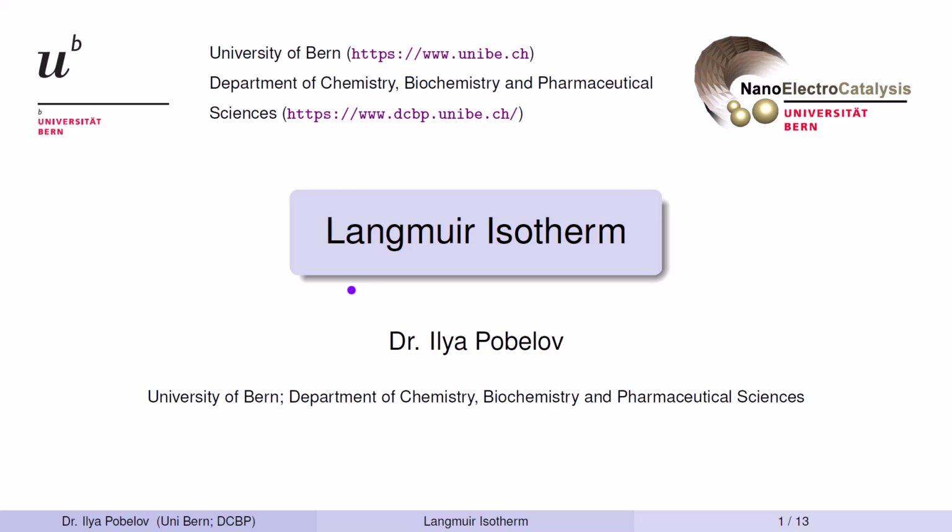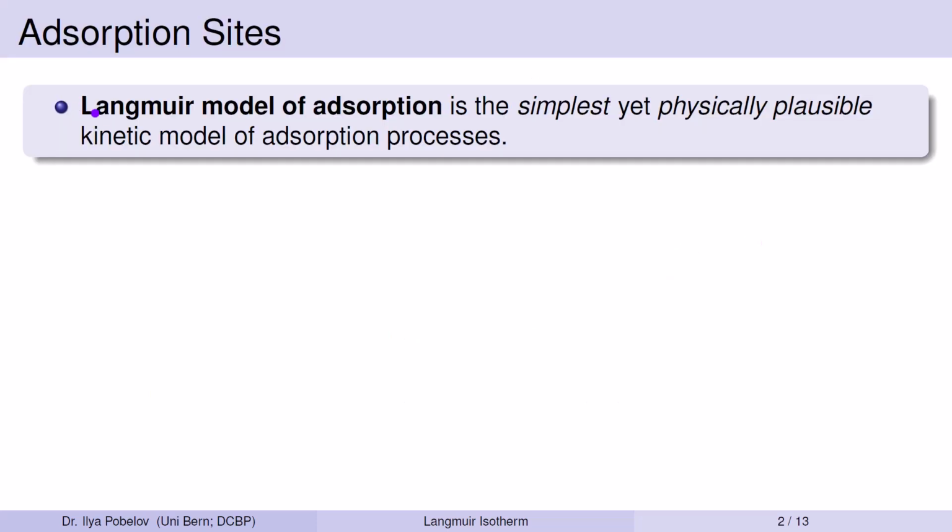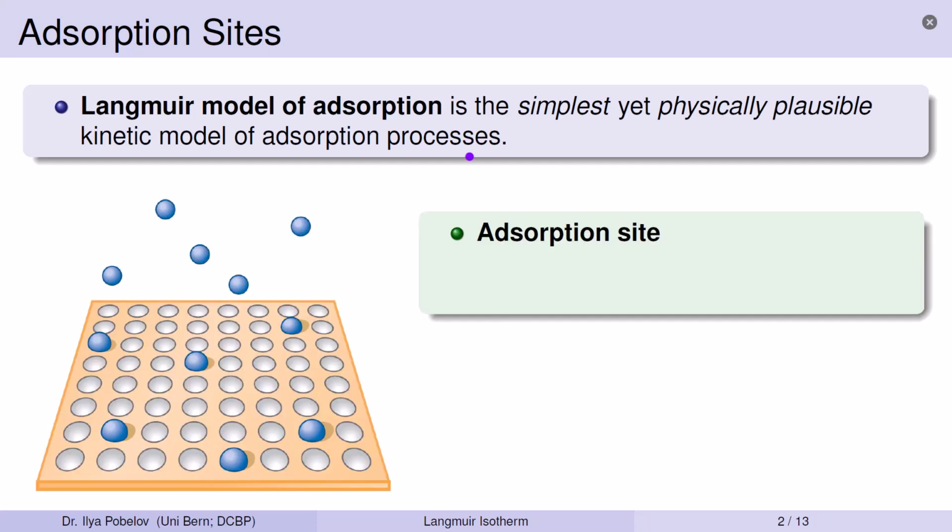In this module, we will talk about the Langmuir model of adsorption and the Langmuir isotherm. In the study of adsorption processes, the Langmuir model stands out as the simplest yet physically plausible kinetic model. While discussing the Langmuir model of adsorption, we come across the concept of an adsorption site.